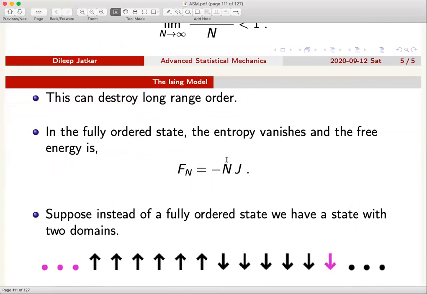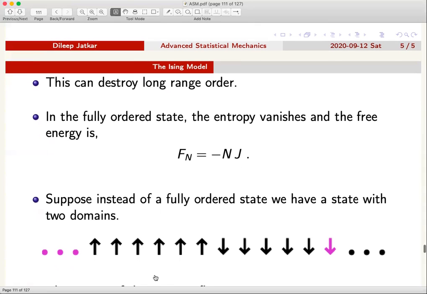Now suppose instead of having a configuration that is fully ordered, we have a system which contains two domains. We are still looking at a one-dimensional system. So you have a setup with a semi-infinite set of spins pointing up. By semi-infinite, I really mean a very large number of spins in one direction pointing up, and a very large number of spins in the other direction pointing down. That is the kind of setup.